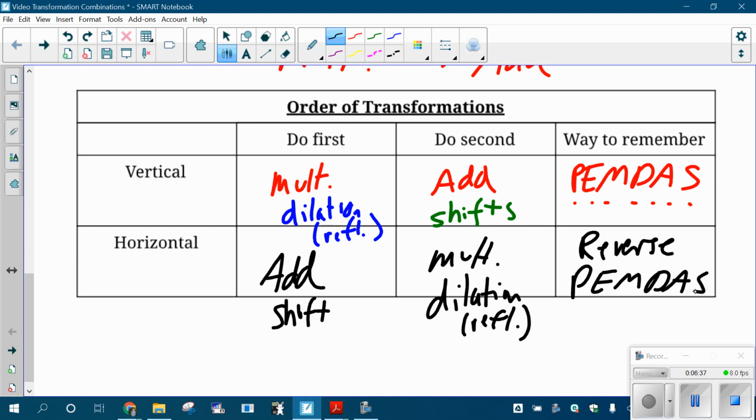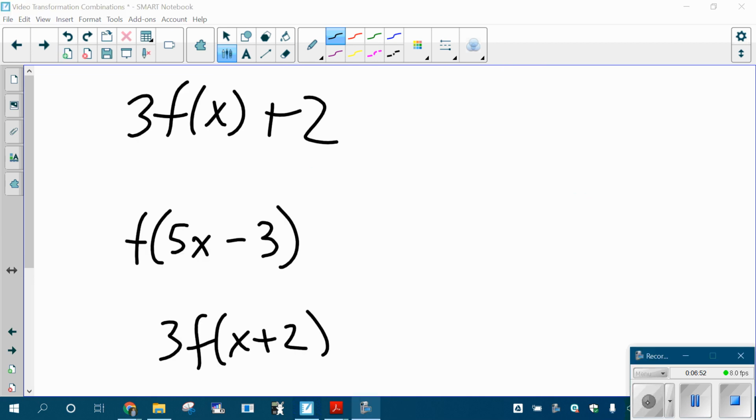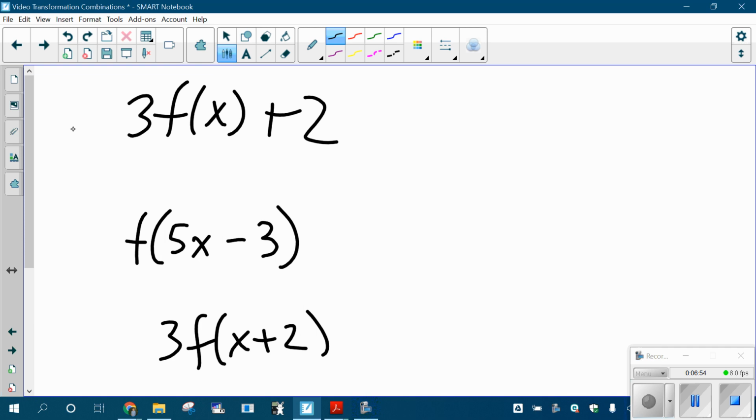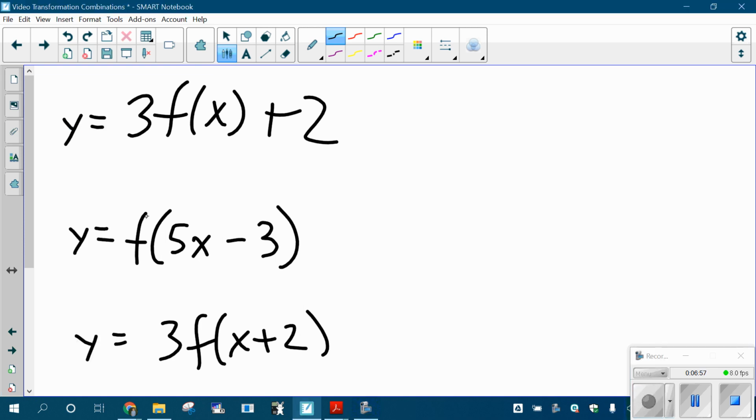Cool. So it works backwards, just like the individual transformations for horizontal transformations are backwards. The order that you do them in is also backwards. Okay? This is not in your note packet, but I just want to jot down a couple examples to make sure we're clear. Okay, so for these three, I want to list the transformations, and from now on, for the rest of your life, you need to pay attention to the order of the transformations.